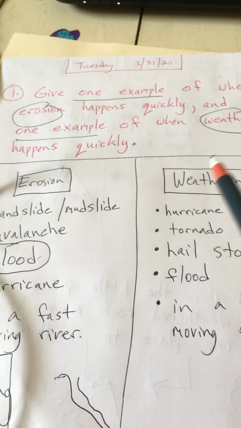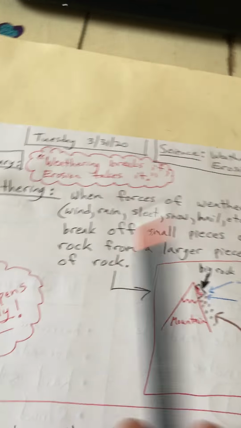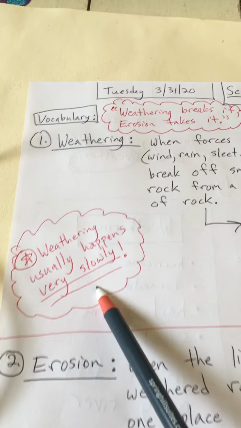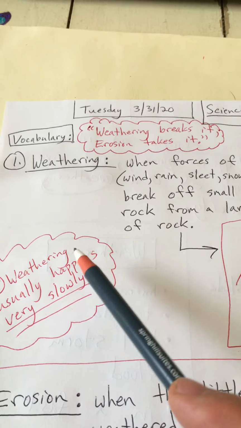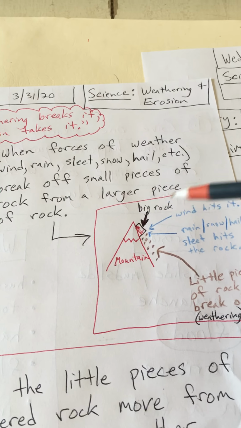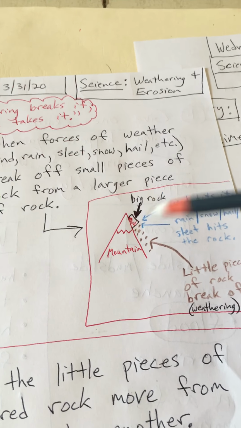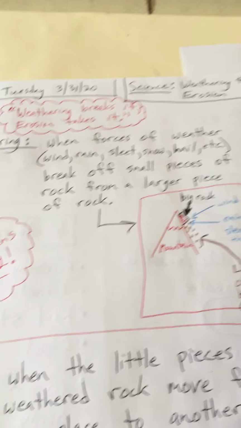Now some examples of when weathering can happen quickly. It is a really, really slow process, even slower generally than erosion. Weathering takes a long time for those little tiny bits of rock to break off of a big rock. That's going to take a long time.